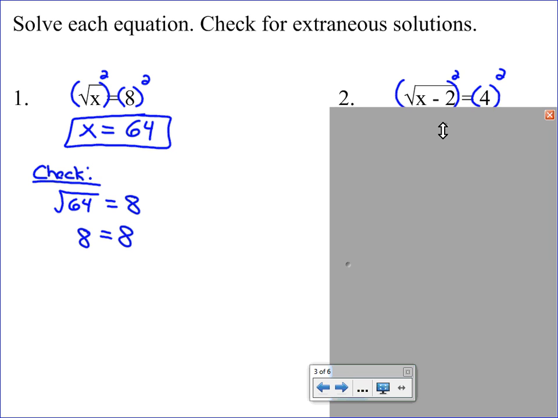So now you want to look at problem number 2. Press pause, and then once you've worked out the problem, you can press play again, and you can check your answer.